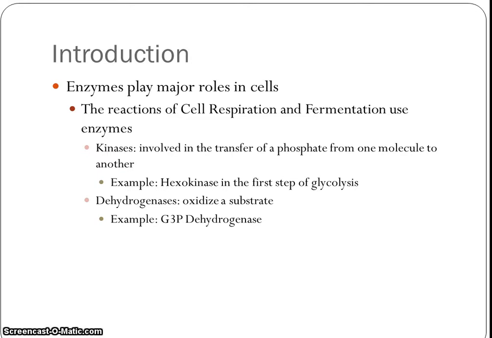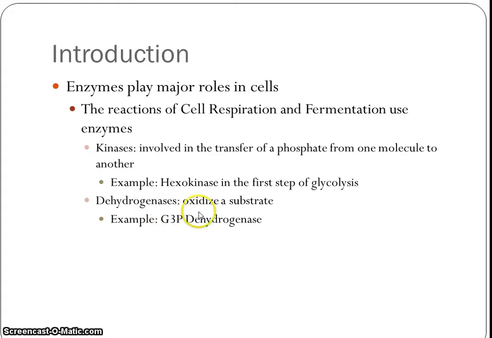Enzymes play major roles in cells, as we know. The reactions of cellular respiration and fermentation use enzymes. Kinases are involved in the transfer of a phosphate from one molecule to another. An example is a hexokinase. The hexokinase is seen in the first step of glycolysis as we add a phosphate to glucose. We use hexokinase to make glucose 6-phosphate from glucose by adding the phosphate.